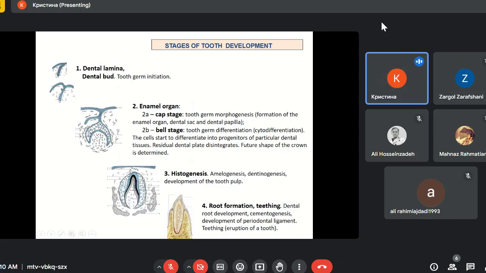Next, we have the histogenesis stage. During this stage, we can see the tissues of the forming tooth, the enamel, black line in this picture, and dentin, gray line in this picture. And after all, the root formation happens. The root develops later after the crown, just before the teething of the tooth. During this stage, the dental root develops, cementogenesis happens, and also development of the periodontal ligament.